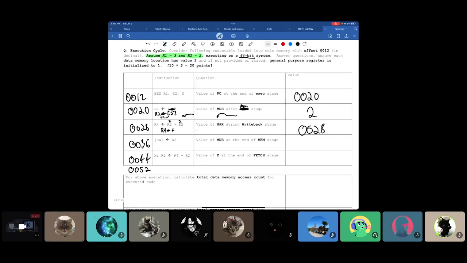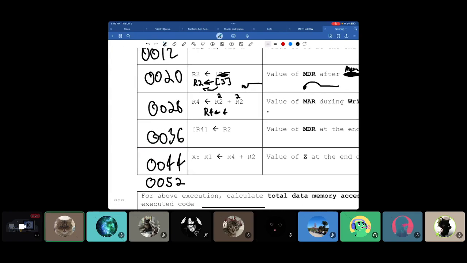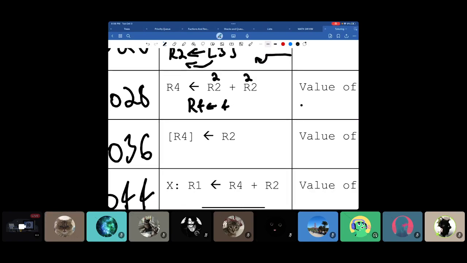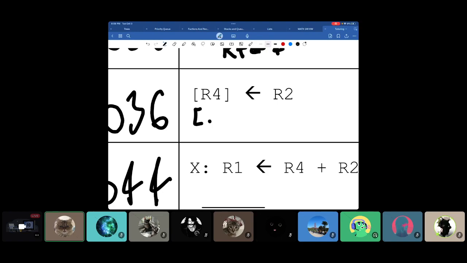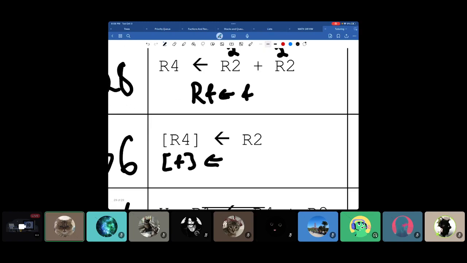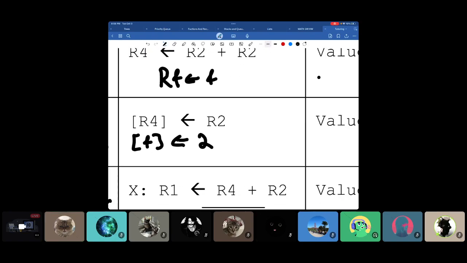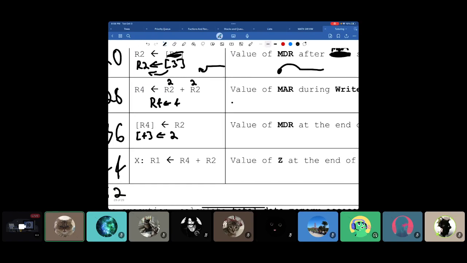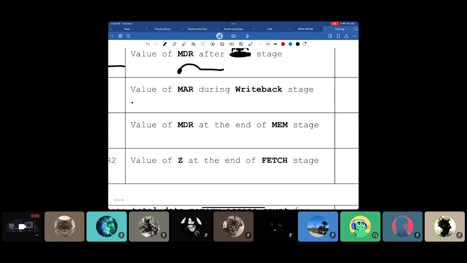Okay. And then here it says R2 into R4. We know 4 is number 4. So we're taking R2 and putting it into address 4, which we know R2 is 2. So we're putting 2 into address 4, right? And saying what is the value of the MDR at the end of mem stage, right?